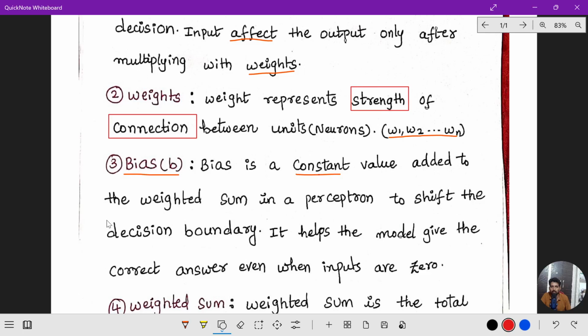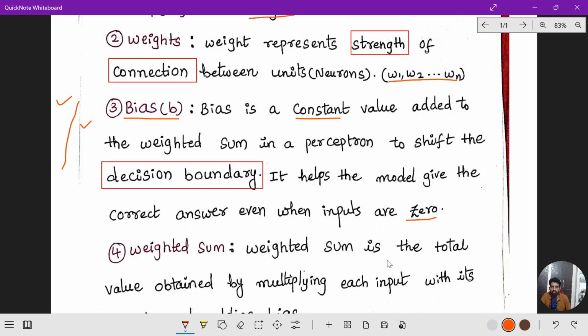In order to shift the decision boundary, think of a line. We are going to classify the data into two types, one category and second category. So first category like this and second category like this. This is called the decision boundary. In order to shift the data relative to the decision boundary, this bias plays a role. So it helps the model give the correct answer even when the inputs are 0.